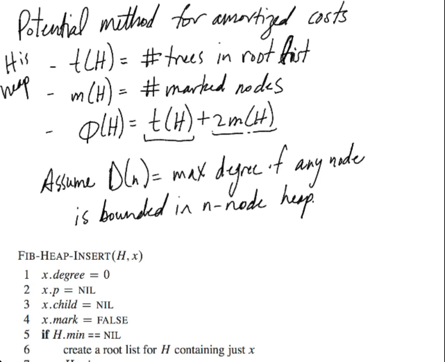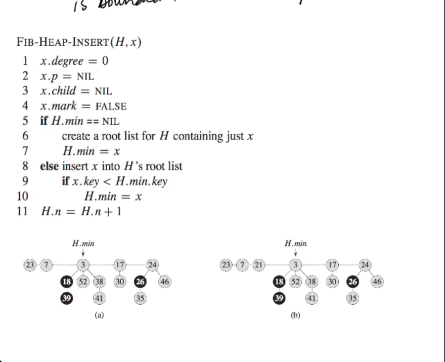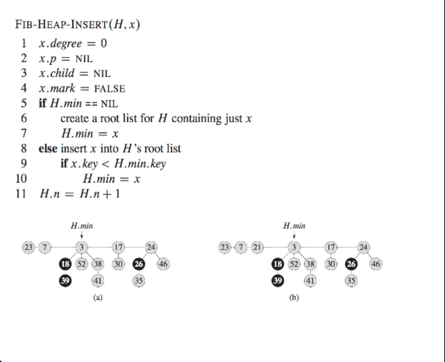Now, let's look at heap insertion. So we want to take a node, x, and insert it into the heap. And all we're going to do is assume that we already have a heap. We have at least one node in the heap. We're just going to look and see if our key is less than the min key. If it is, then we'll make our new node the min node. Otherwise, we're just going to insert it into the heap.